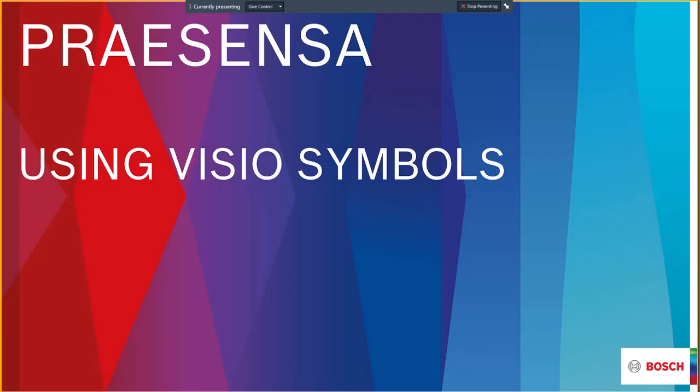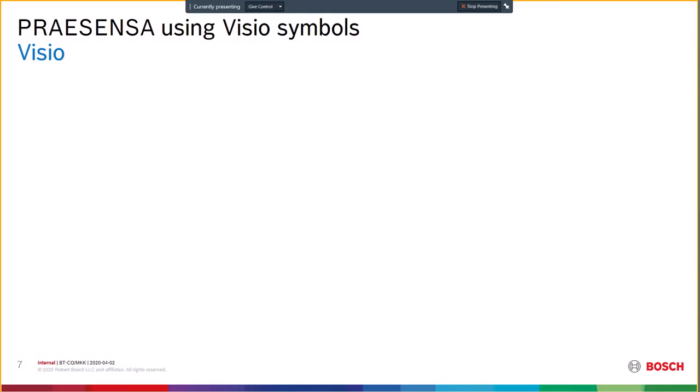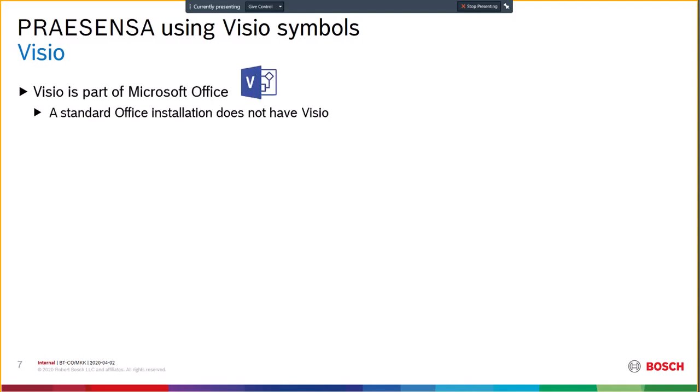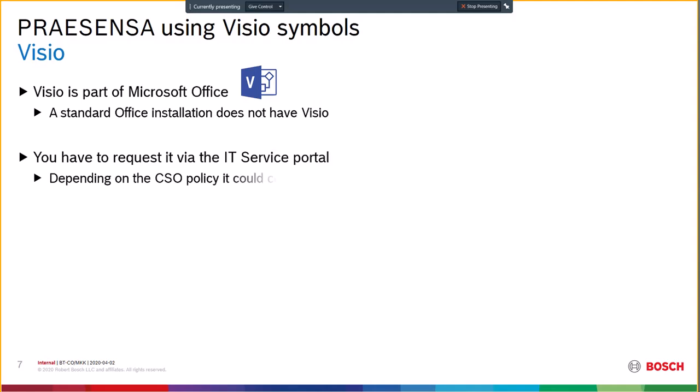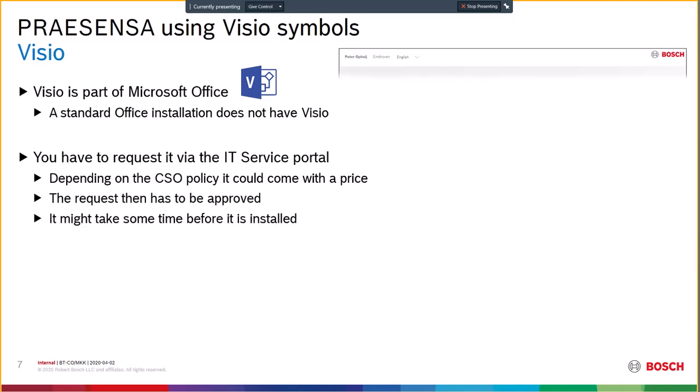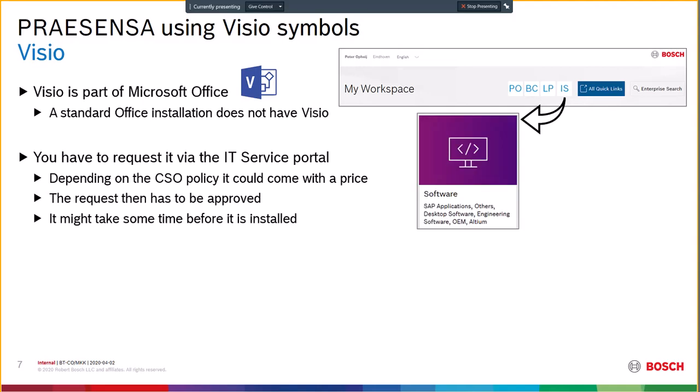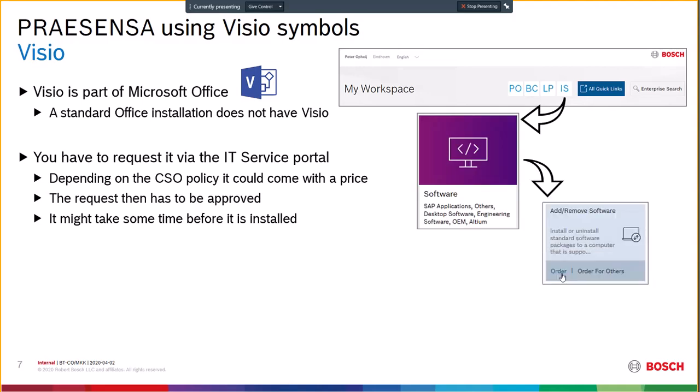So, VISIO. Let's have a look at VISIO first, quickly. VISIO is part of Microsoft Office, but in a lot of cases, it's not installed as standard. You have to ask for it at the IT service portal, and there are several steps that you have to take. In our case, we go to the portal and we go to the software. There you can select add and remove software.